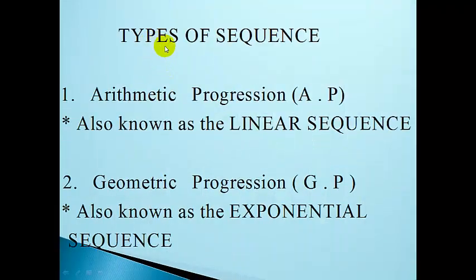Now, we consider the types of sequence. We have the arithmetic progression, that is the AP, and this type is also known as the linear sequence. We also have the geometric progression, that is the GP, also known as the exponential sequence. So the arithmetic progression is known as the linear sequence, and the geometric progression is known as the exponential sequence.